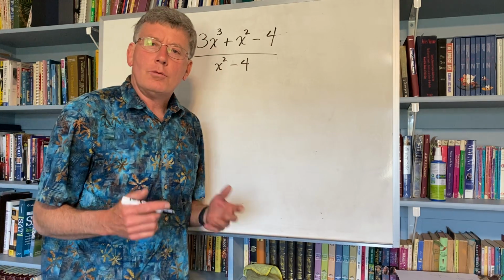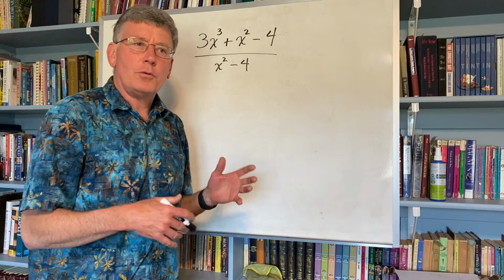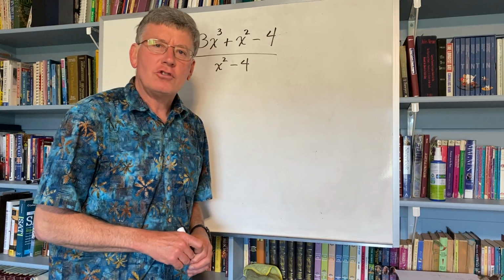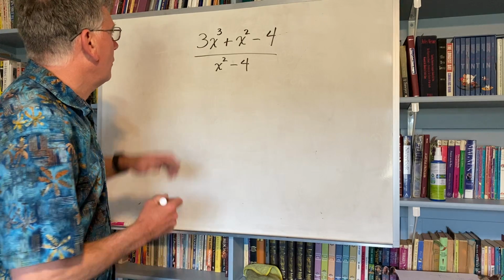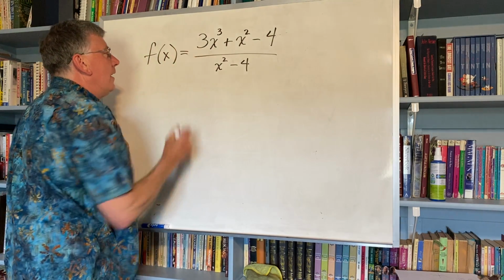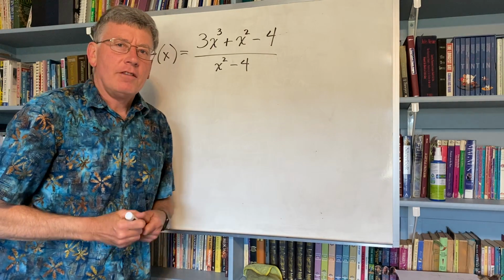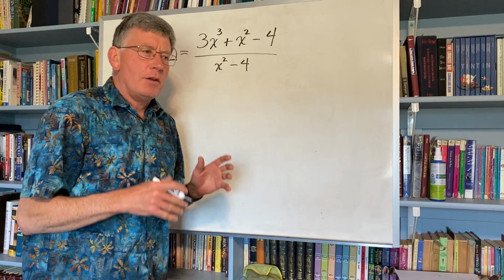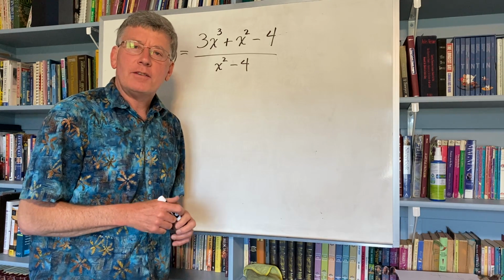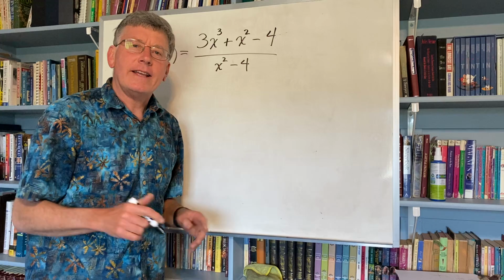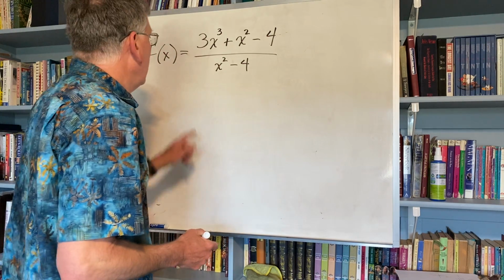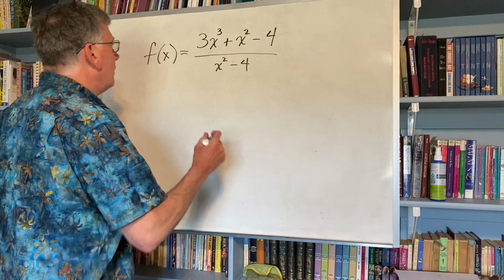Today I'm going to give you a little bit of a review on what we did when we were graphing rational functions. f(x) is equal to this. If you remember, we did long division and found something called slant asymptotes and vertical asymptotes. We're going to do all that right now as a little bit of a refresher. Let's do the long division first.